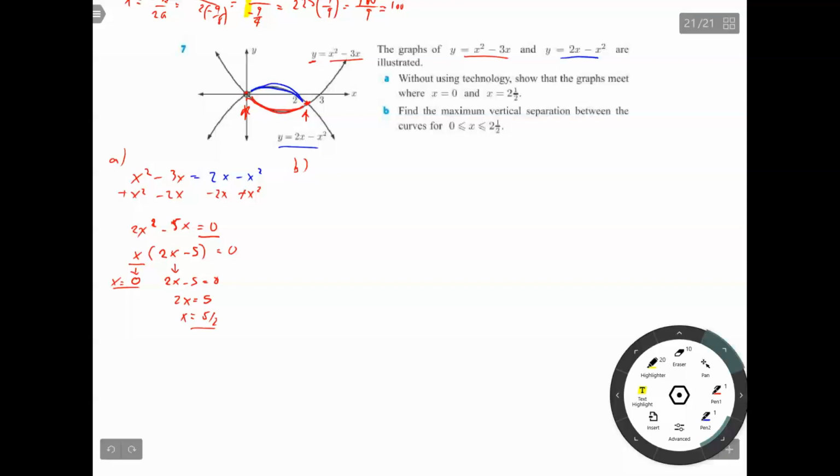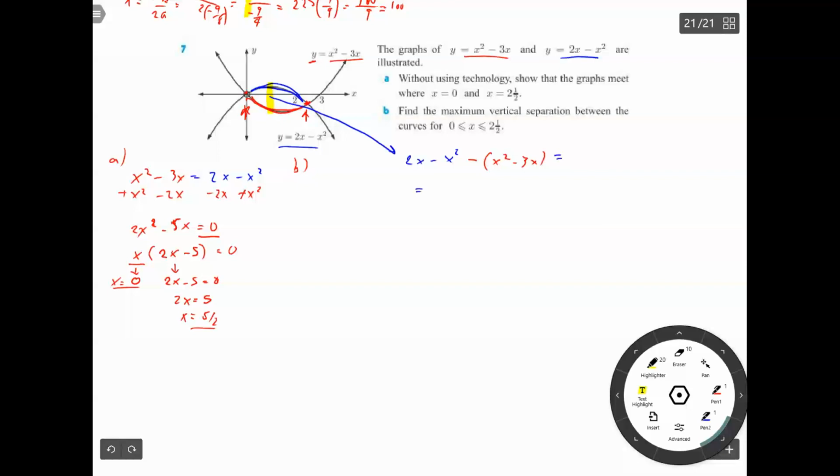So if I wanted to find the distance between the blue curve and the red curve at any point, I could just take the blue y value, which we could say is 2x minus x squared, and I could subtract the red y value, which is x squared minus 3x. Okay, and then I am going to simplify. So this is the yellow bar length here, okay?